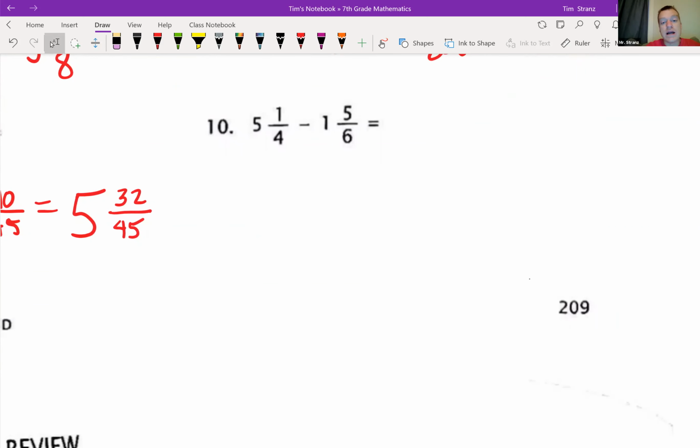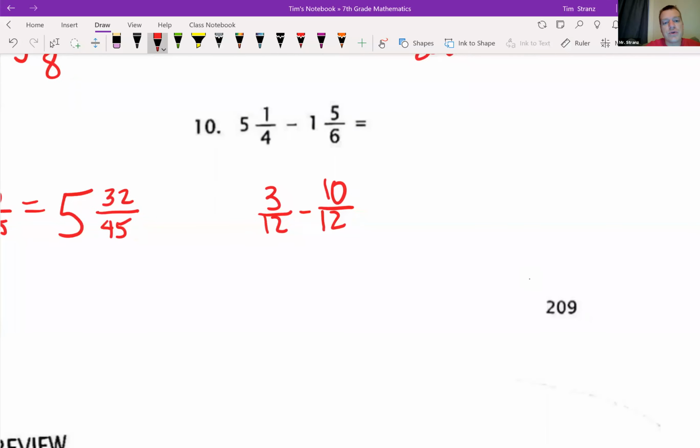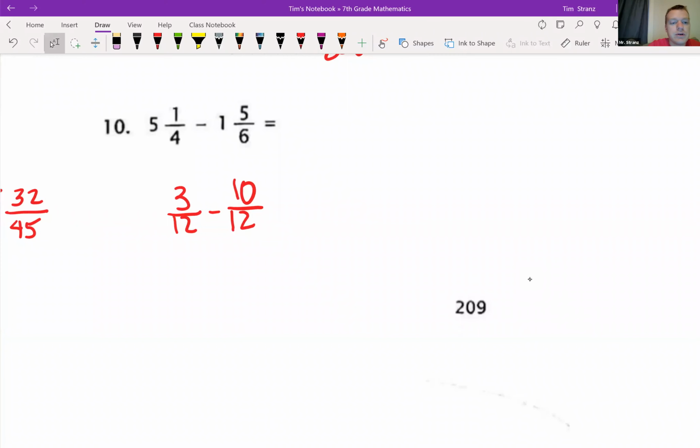Least, I don't know why I keep saying greatest common factor. Least common multiple of 4 and 6 is going to be 12. Okay, so 4 times 3, 1 times 3. 6 times 2, 5 times 2. Again, we have the problem where we cannot subtract 3 minus 10. It'll give us a negative number.